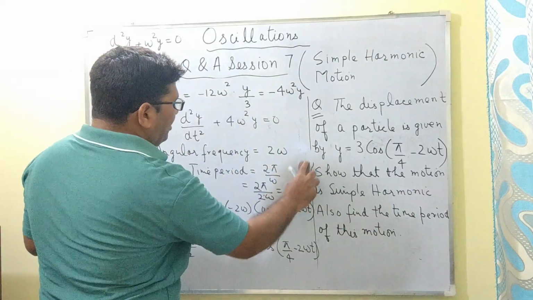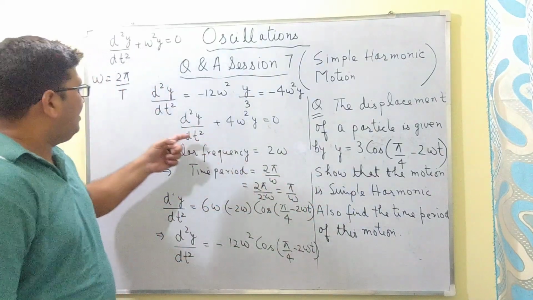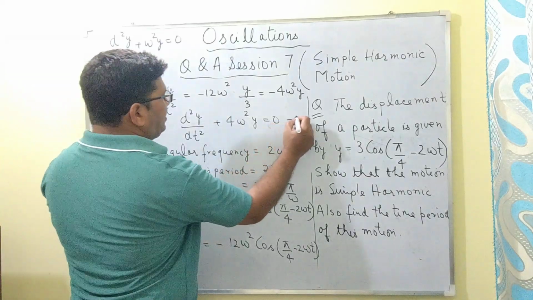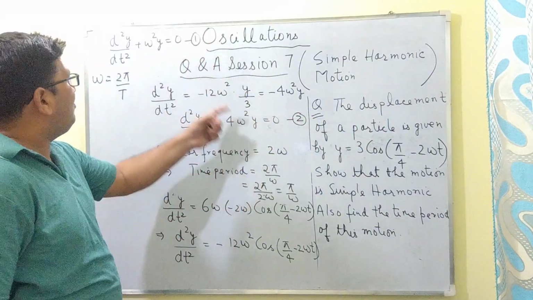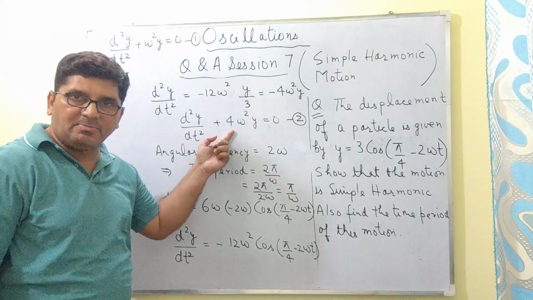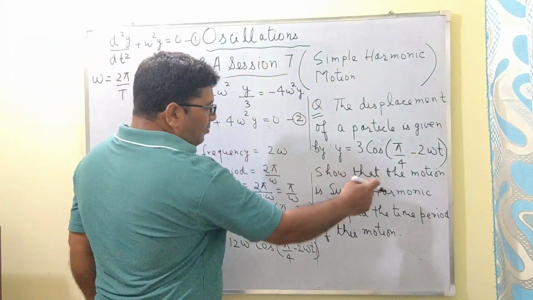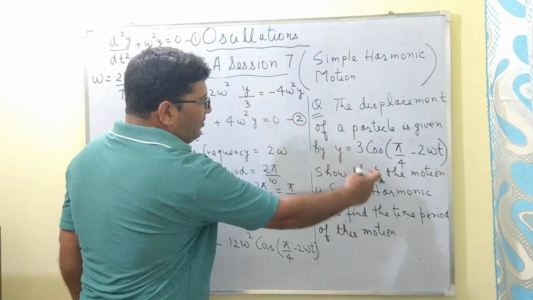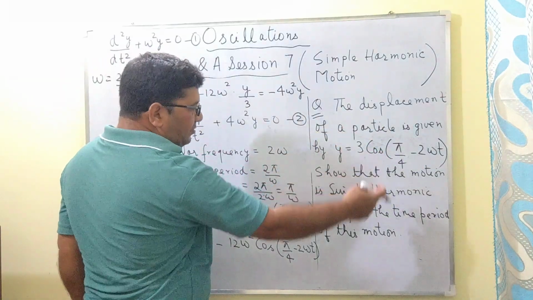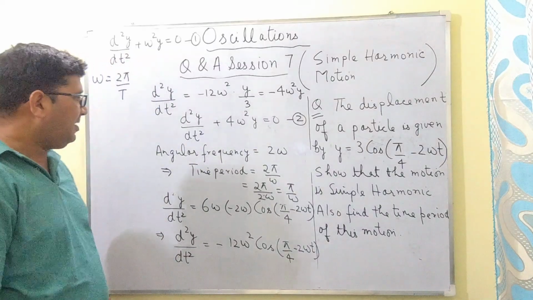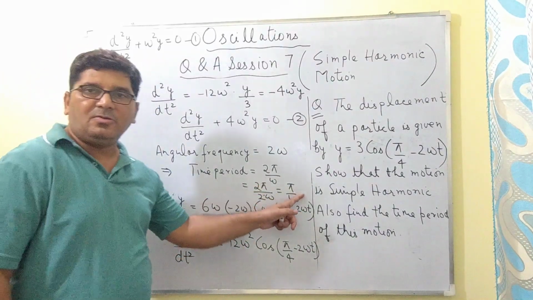So first thing is that, let's say this is equation number 2 and this is equation number 1. Since equation number 1 and equation number 2 are similar, therefore we can say that the motion of the particle given by this equation is simple harmonic in nature, and its time period is equal to pi by omega.